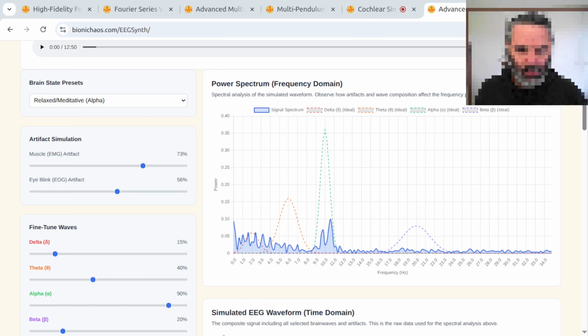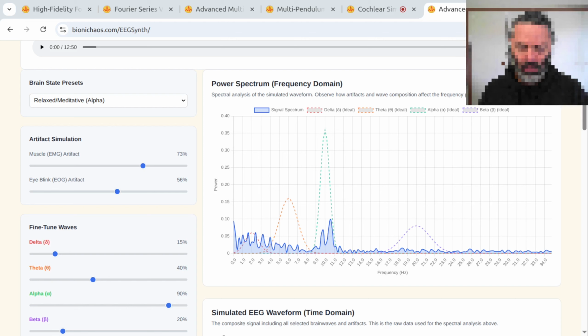Pretty cool. An advanced EEG signal simulator. Basically, it's a tool that lets you play around with brainwaves, understand different mental states, and see how real-world noise messes things up, giving you a shortcut to understanding this complex data. Exactly. And it's more than just a visualization tool. Think of it as a controlled sandbox for brain signals.